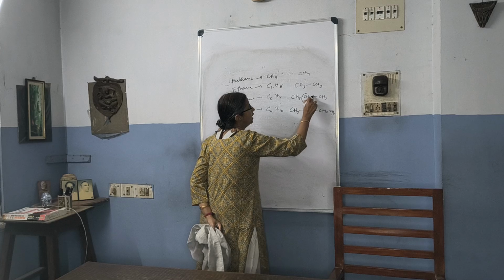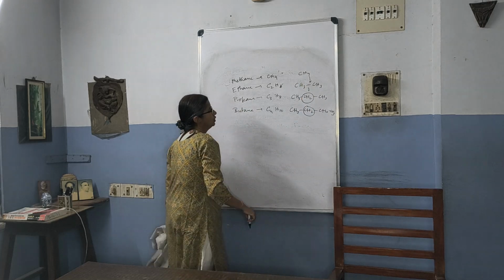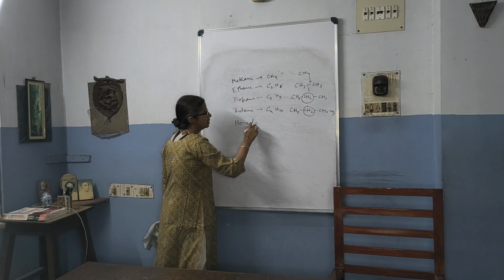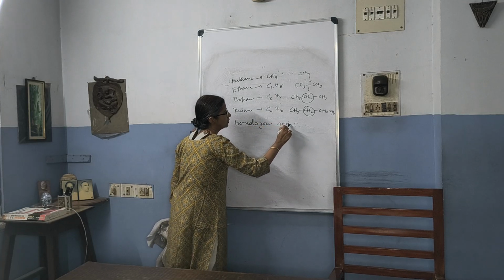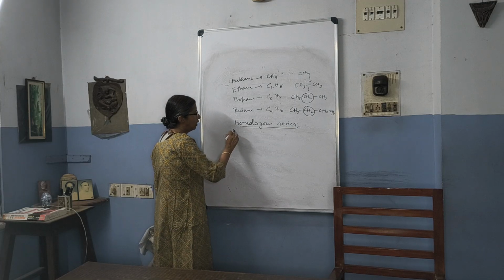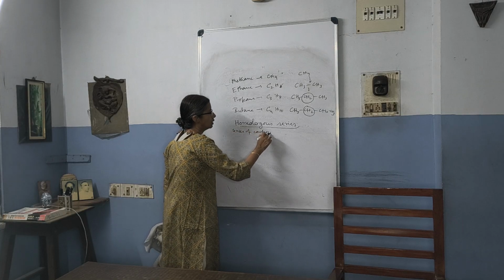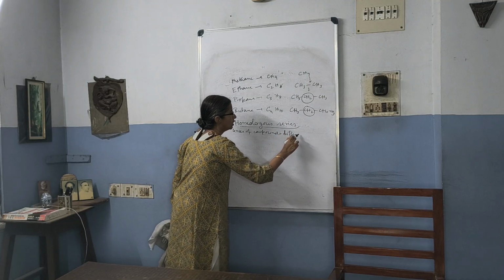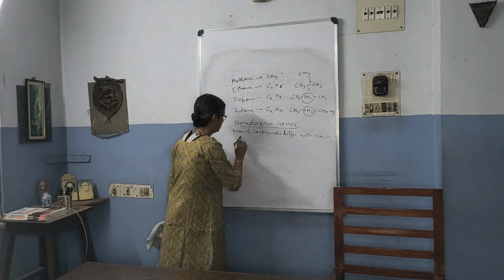See, we have an increase of a CH2 group from each earlier member. So that's why this series is called homologous series. What is it? Homologous series is a series of compounds differing by a CH2 group. Understood?